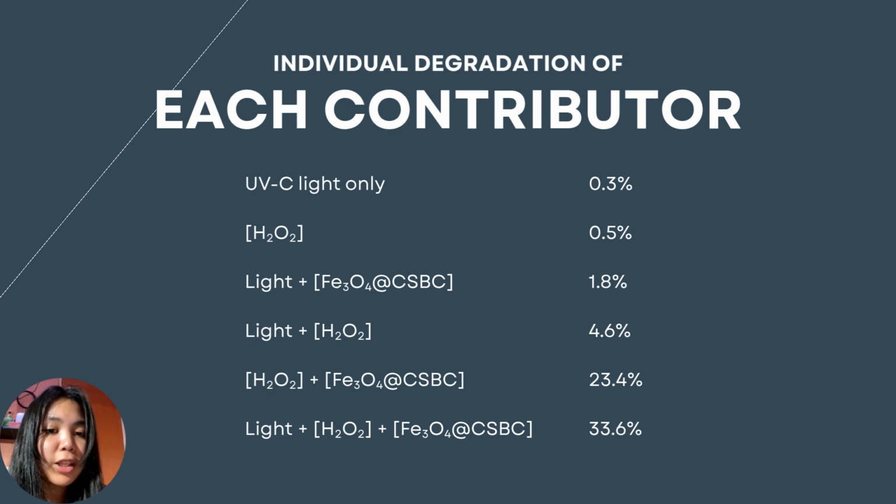When we combine UV with either the catalyst or hydrogen peroxide, performance slightly improved to around 1 to 4% aniline degradation. But once all three were combined, light, hydrogen peroxide, and catalyst, we achieved a 33.6% degradation, proving that the process works best as a complete system. This confirms the synergy required for effective hydroxyl radical generation and pollutant degradation.